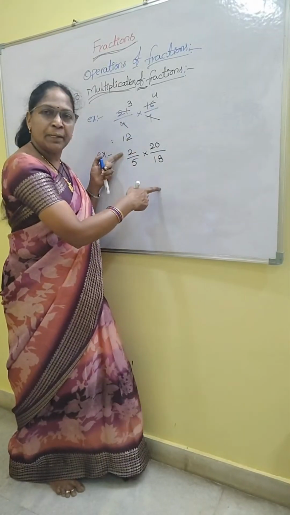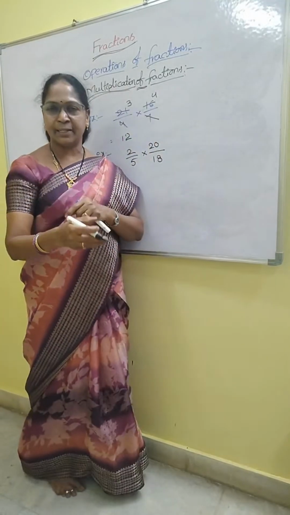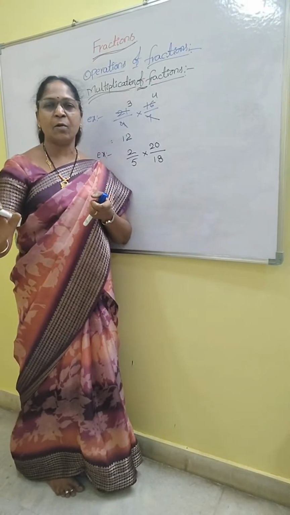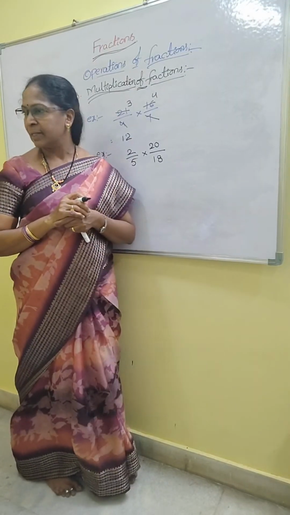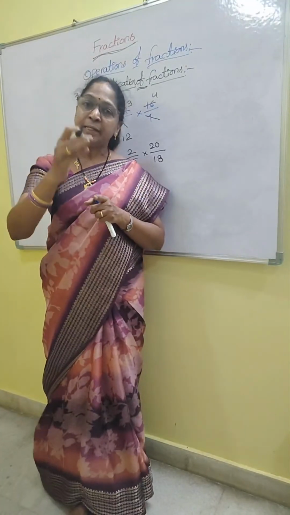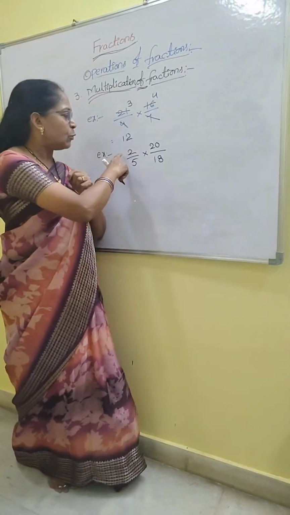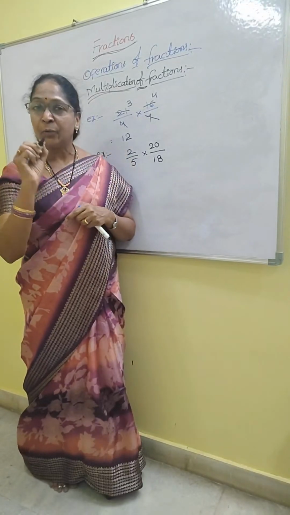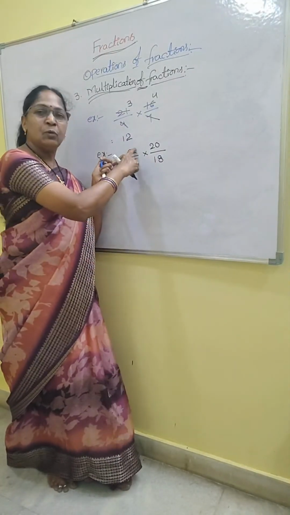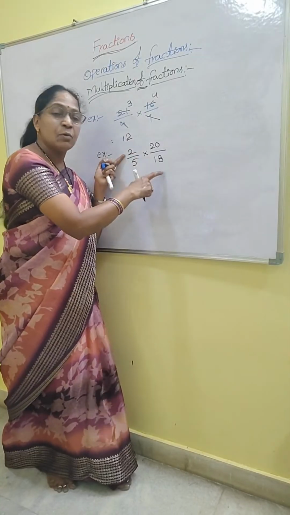You have to check the numerator in the denominator term, or the denominator in the numerator term only. Not the numerator in the numerator or the denominator in the denominator. That is entirely wrong. Now here, 2 is in the numerator, and 2 is an even number. 2 by 5, 2 does not go in 5. But check here, 2 goes in 18.